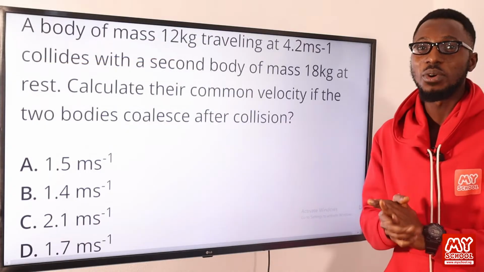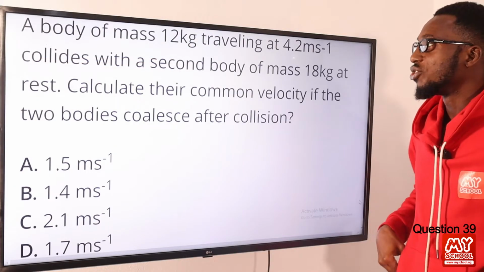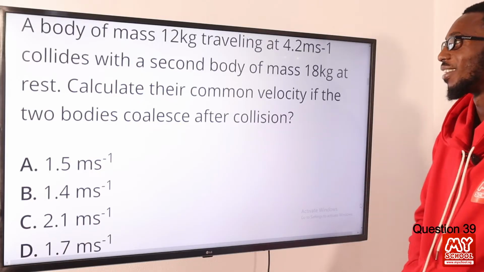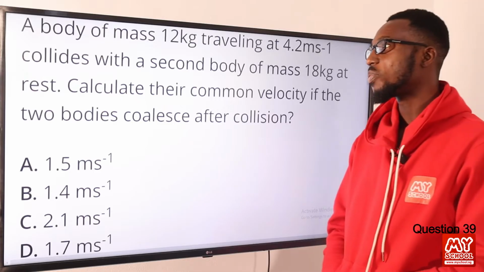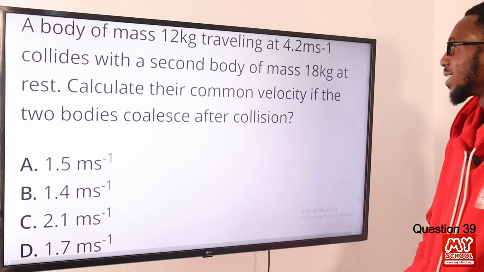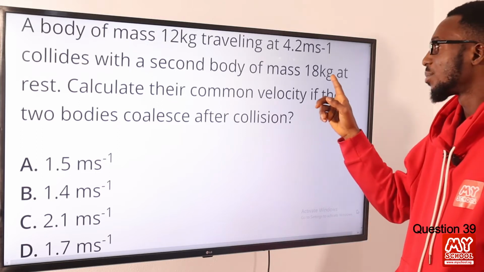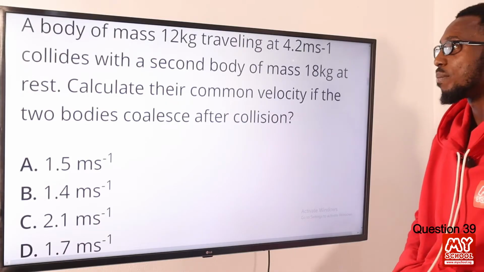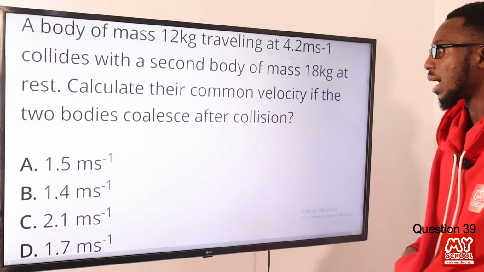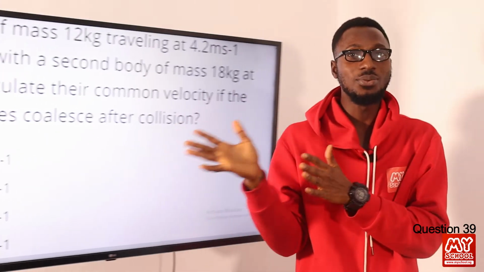So join me as I solve question 39. A body of mass 12 kg, traveling at 4.2 meters per second, collides with a second body of mass 18 kg at rest. So this is 0. Calculate their common velocity if the two bodies coalesce after collision. Okay, so that means they stick together. That's what that word means, they stick together.